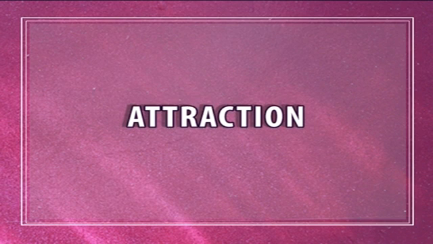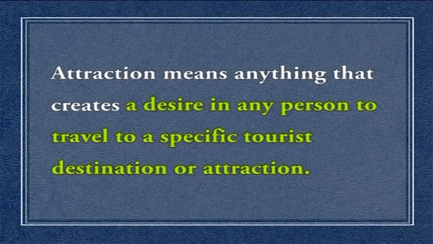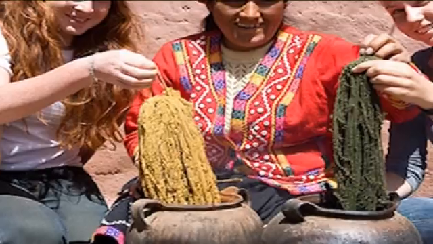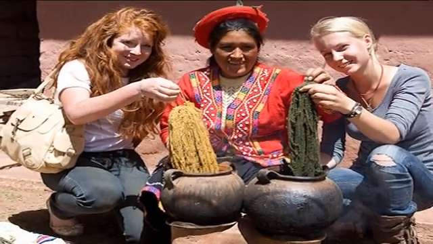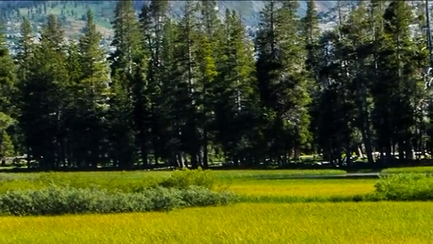First one is attraction. It is considered as the most important basic component of tourism. Attraction means anything that creates a desire in any person to travel to a specific tourist destination or attraction. Local is another basic component of tourism. The local may be used to include the holiday destination and what it offers to the tourists. The holiday destination may offer natural attractions. It is considered as the most important basic component of tourism.